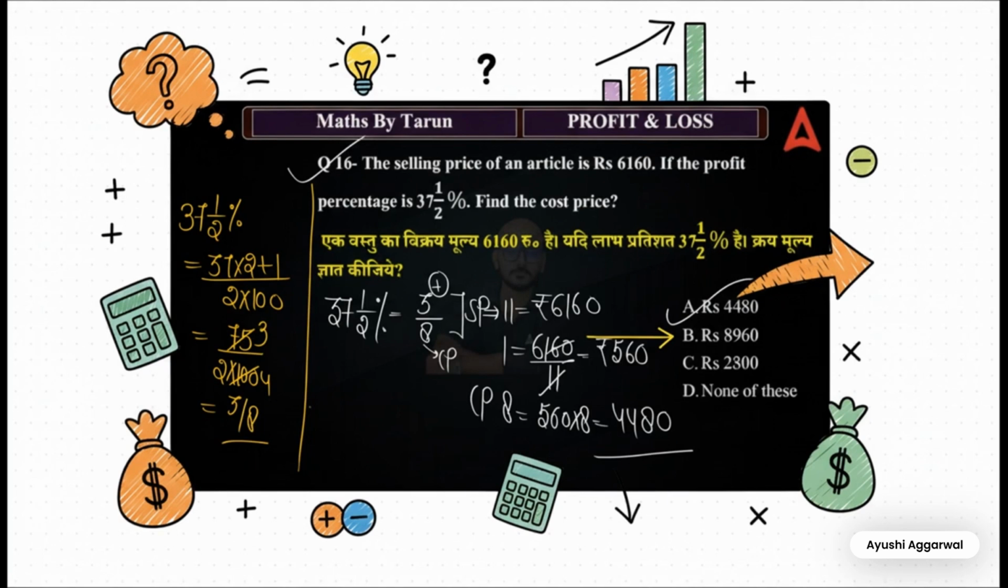If 11 units equals 6160, then one single unit is just 6160 divided by 11, which is 560 rupees. Simple, right? Now the question wants the cost price, and we know that's 8 units. So we just do 8 times 560, and there's our answer, 4480 rupees. See how powerful using fractions is? It just makes everything so much cleaner.